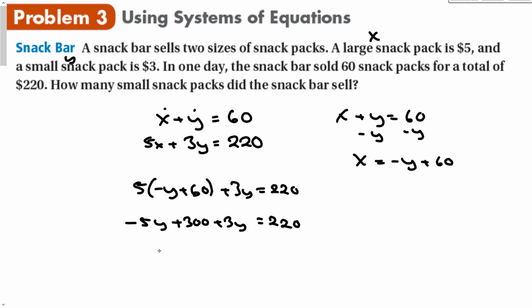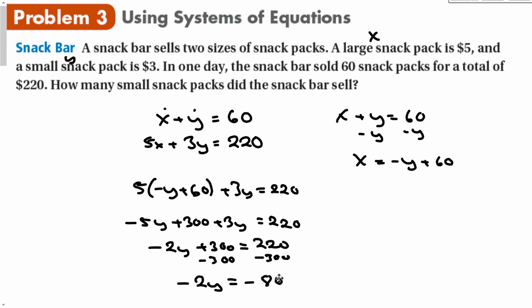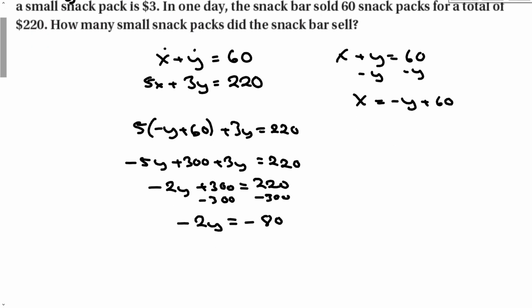The y's can go together, so that's negative 2y plus 300 is equal to 220. Subtract out the 300. Okay. Negative 2y is equal to negative 80. And if I actually got a negative answer here, I'd have to go back and check because that wouldn't make sense because I'm solving for the number of snack packs the snack bar sold. So divide both sides by 2, and I get that y is equal to 40.